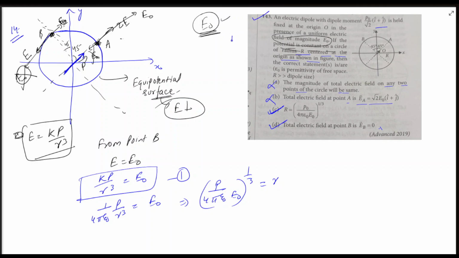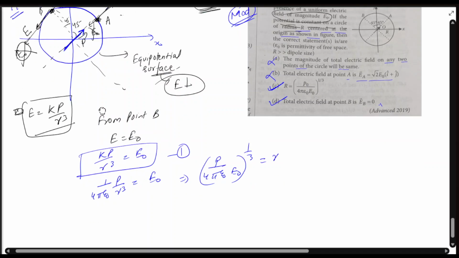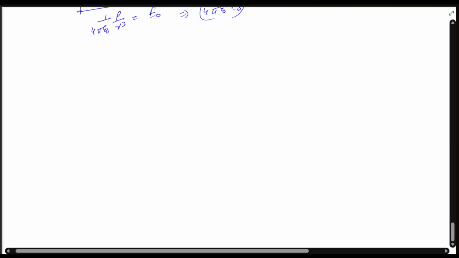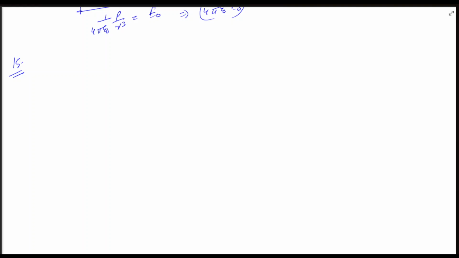So it's right. So it's again a moderate question, a very interesting question. Okay. So the electric field at A and B will not be the same. Okay. Let's move on to our next, 15th question.